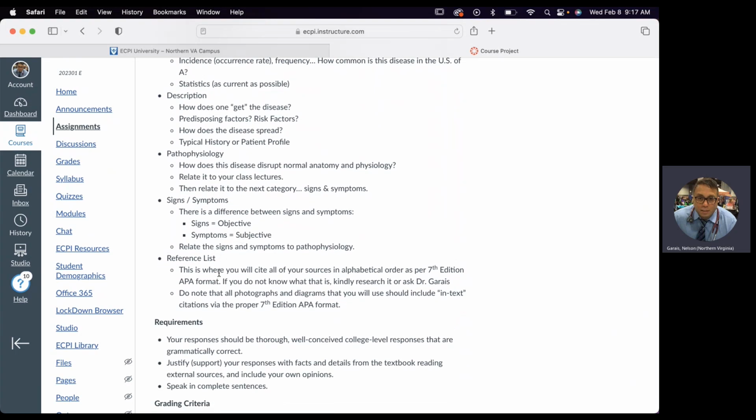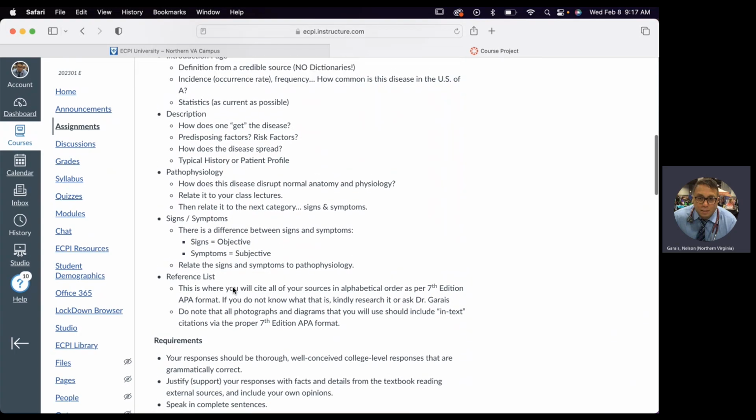Last but not least, APA 7th edition citation format. At the very end, you'll have a reference list. A reference list is a list of all your citations done in 7th edition APA format in alphabetical order. Now, what do you cite?